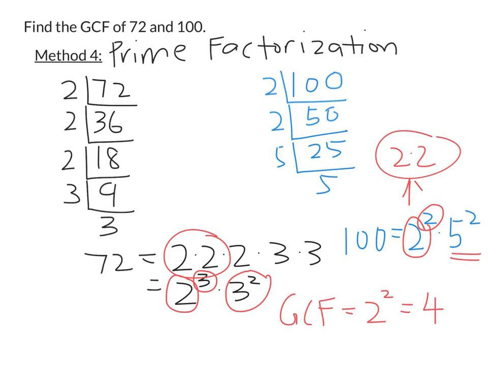I've shown you the four methods of finding the GCF of two numbers. Some methods take a longer time and are not as efficient as others, and I would highly recommend using the ladder method, as I think it is the most efficient method.